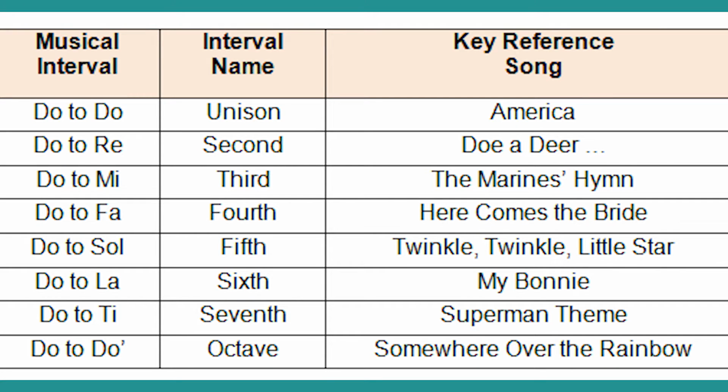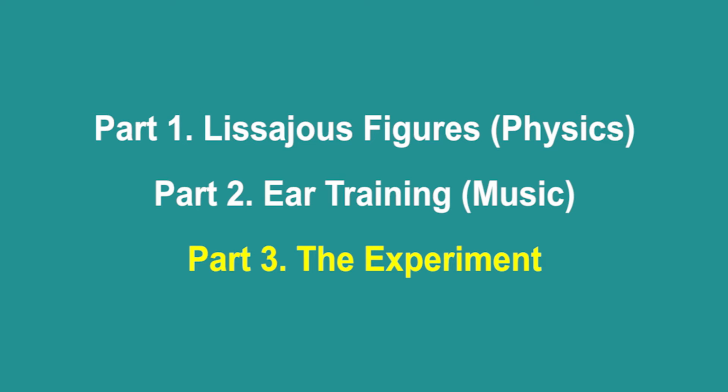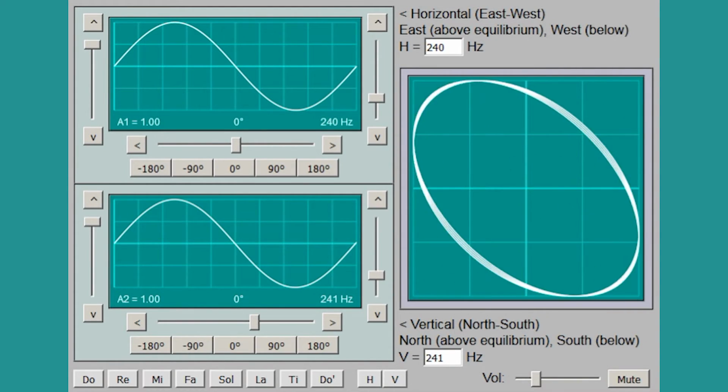A summary of the key songs for the intervals are shown in the table. There are 8 intervals and 8 songs. Our last step will be the experiment where we bring physics and music together.